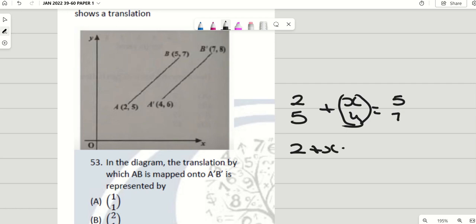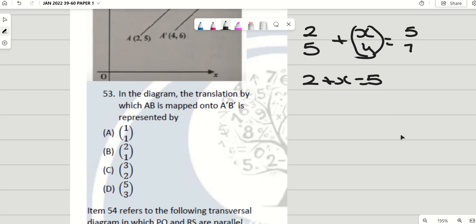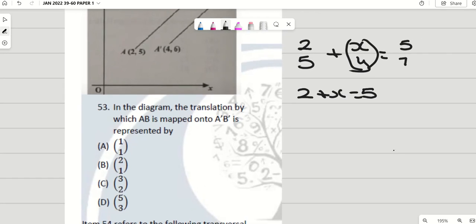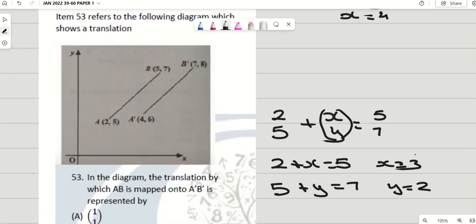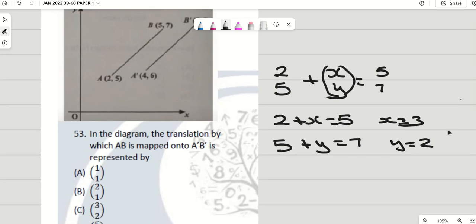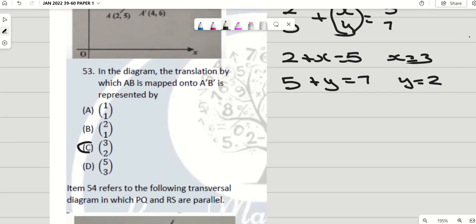So 2 plus x equals 5. We can clearly see that x equals 3. And then 5 plus y equals 7. We can clearly see that y equals 2. So the answer is 3 on top and 2 at the bottom. Let's check to see if it is the same for A prime to B prime. So 4 plus 3, 4, 5, 6, 7, yes. And then 6 plus 2 is 8. So we know that our translation that maps A to B and A prime to B prime would be (3, 2).